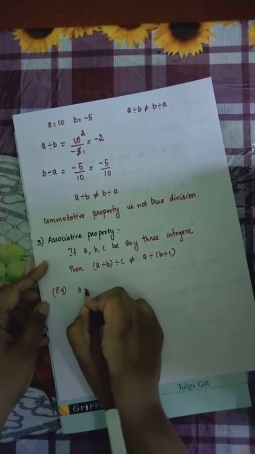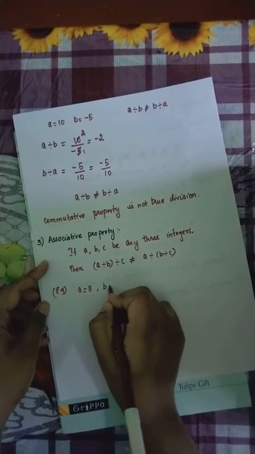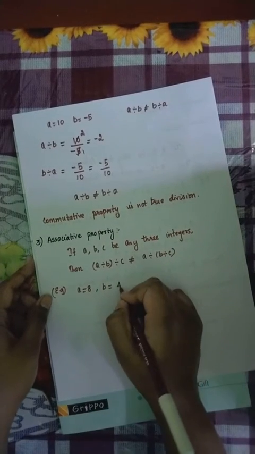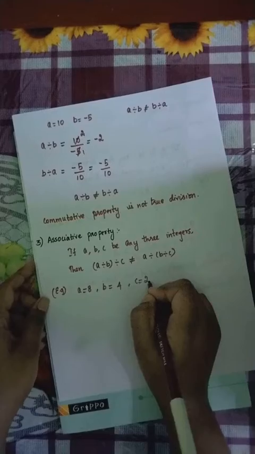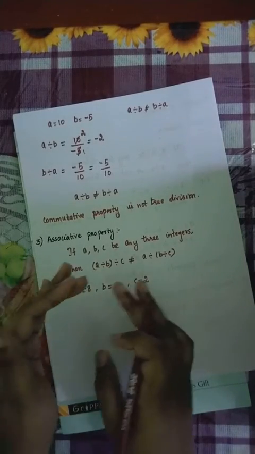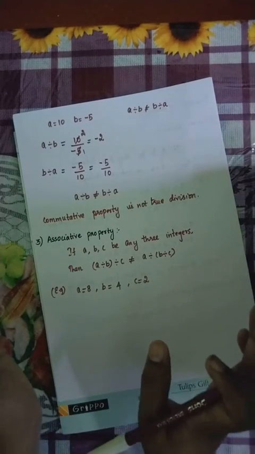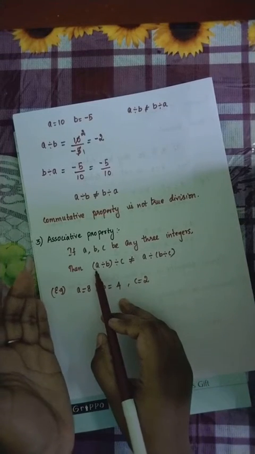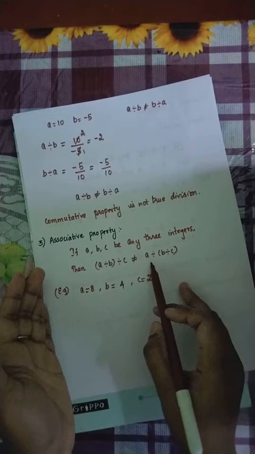Value for a is 8, value for b is 4, value for c is 2. Okay, we are going to substitute all the values in the above condition and we are going to prove whether it is equal or not. Okay, so this is the left hand side. This one is the right hand side.